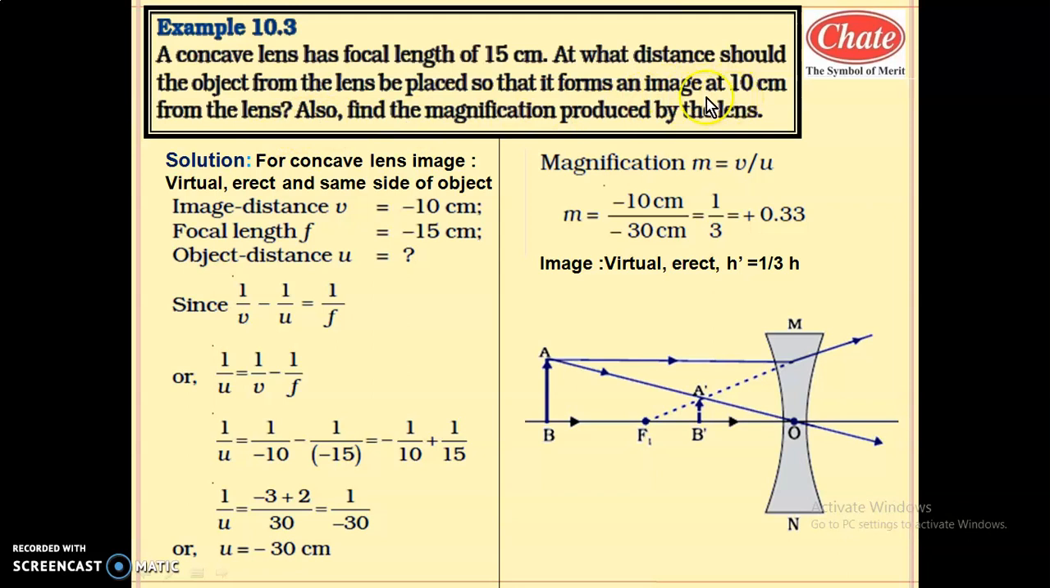Now here it is not given whether the image is forming to the left or right, so that you must know. So here v is 10 centimeter, but either minus or plus. In a concave lens, the image is always virtual and erect, which means the image formation is on the same side as that of the object. So it is minus. So here v is minus 10 centimeter. Also find the magnification produced by the lens.